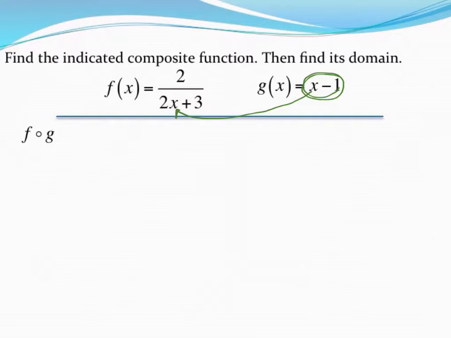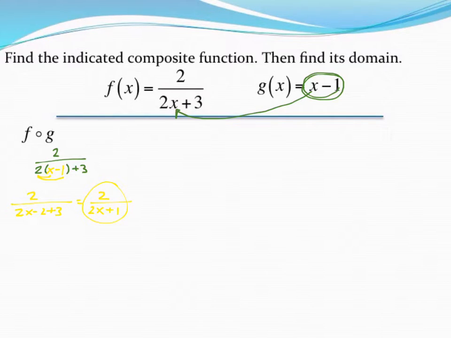So when I start to write this out, I will write out the f function, 2 divided by 2 times x, but in place of x I'll put a blank parentheses, and then plus 3. So in that blank space, instead of writing x, I'm going to write the g function, which is x minus 1. So let's go ahead and simplify this a little bit. I can distribute that 2 on the bottom. So I get 2 over 2x minus 2, and then plus 3. And then combining like terms on the bottom, I get a final answer of 2 over 2x plus 1. So there is my composite function when I do f composed with g.